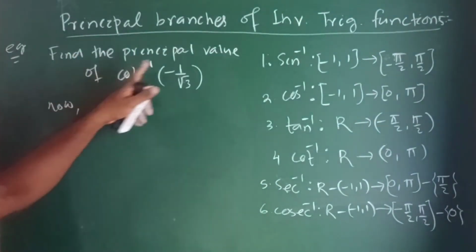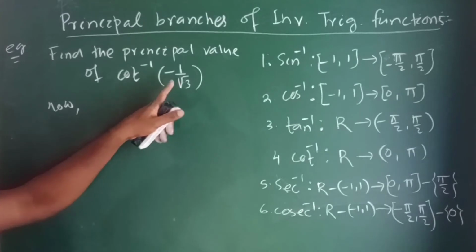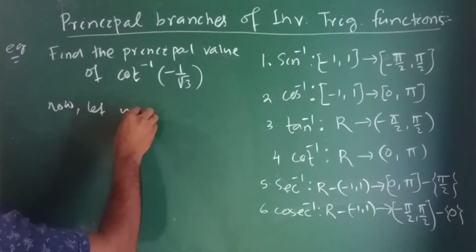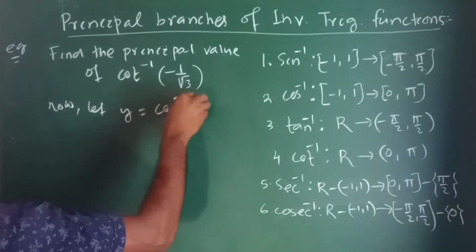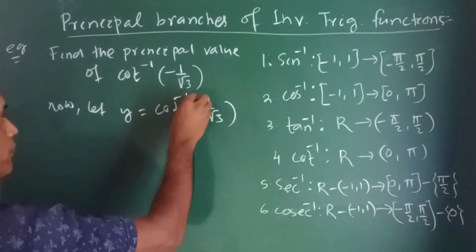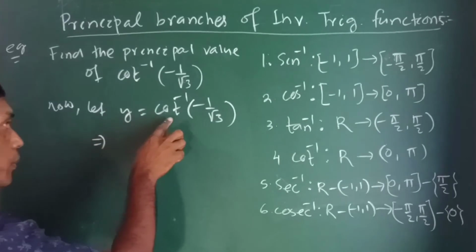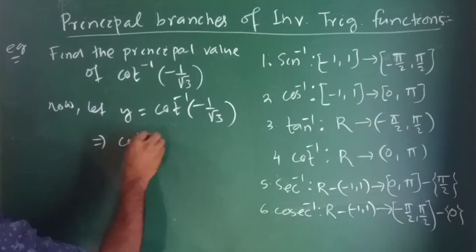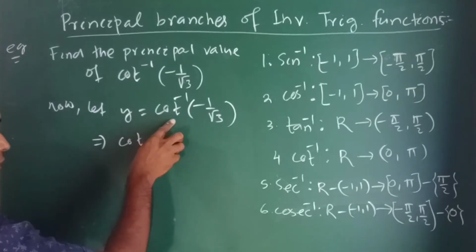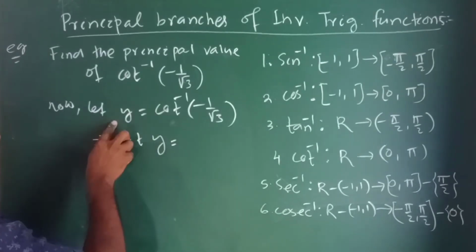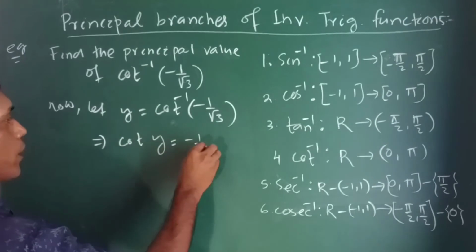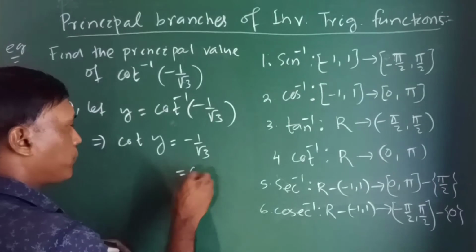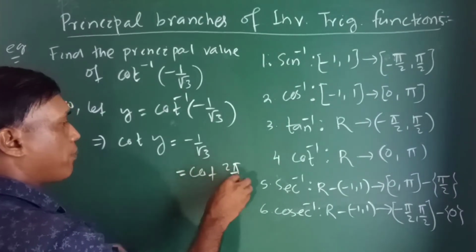Another question is: find the principal value of cot inverse minus 1 by root 3. Now let y be equal to cot inverse minus 1 by root 3, which implies that cot y is equal to minus 1 by root 3, but this is actually the value of cot 2 pi by 3.